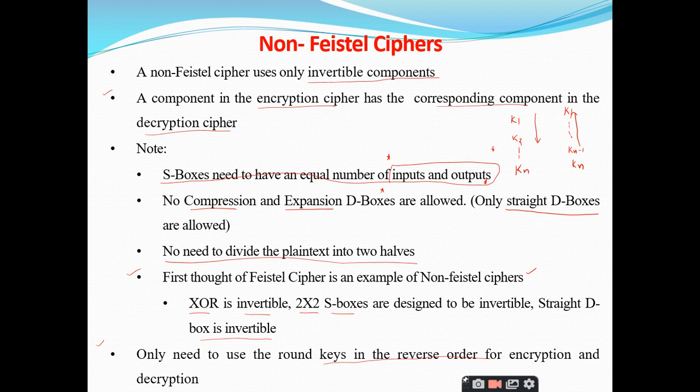Later we discussed the classes of product ciphers, where we discussed the Feistel cipher and the non-Feistel cipher. Feistel is the scientist who invented this cipher technique. The Feistel cipher makes use of both invertible and non-invertible components, and the best example is DES. The non-Feistel cipher makes use of only invertible components, and AES is the best example for this non-Feistel cipher. So that's all for today's session.